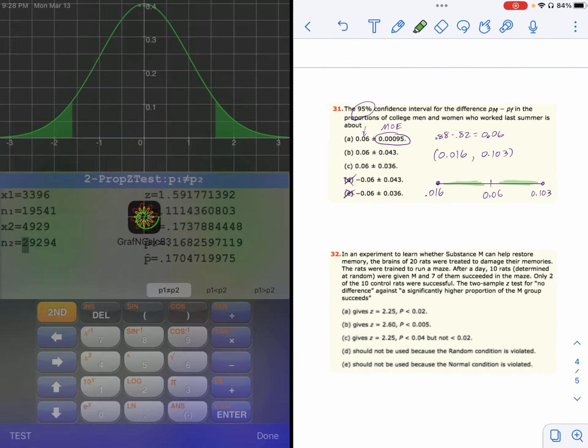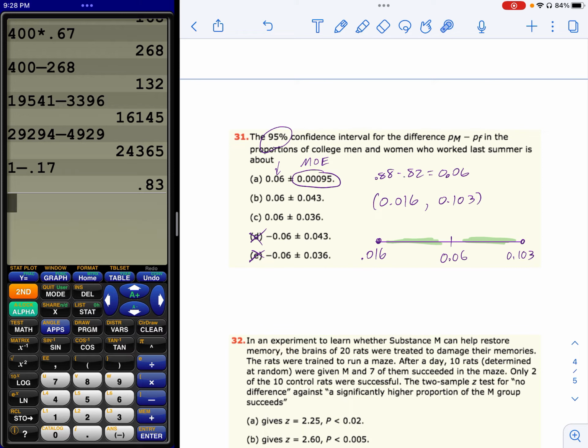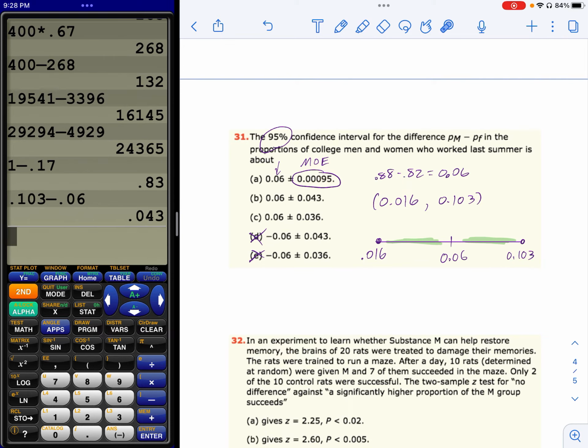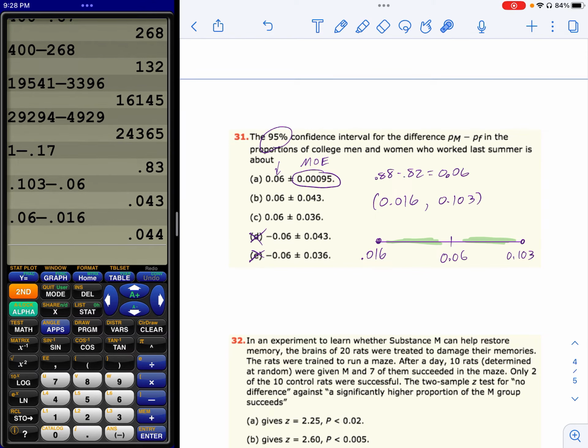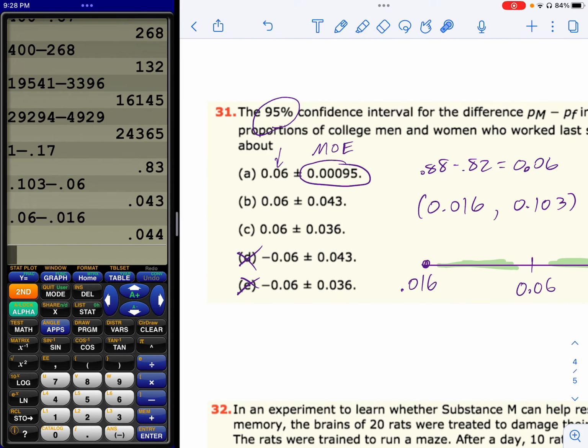So I like to take this minus this. That's the way my brain sees it. You could also do 0.06 minus 0.016. I'll do both. You'll see that they're the same. So that's 0.043. If I do 0.06 minus the lower boundary, I get pretty much the same thing. Again, those are because it's been rounded. Notice that rounding, either way, it's going to lead you to this one, you guys.